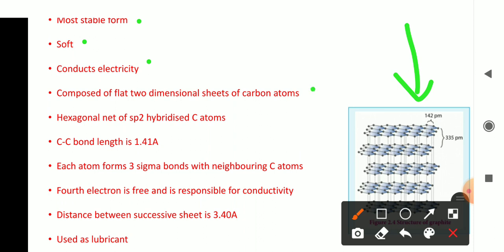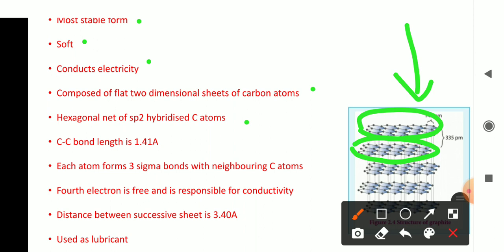Then come to property number 4. It is composed of flat two-dimensional sheets of carbon atoms. This is one sheet and this is another sheet. Likewise, successively the sheets of carbon atoms are arranged in graphite. Then the next point, it has a hexagonal net of sp2 hybridized carbon atoms. The carbon atoms in graphite are sp2 hybridized.